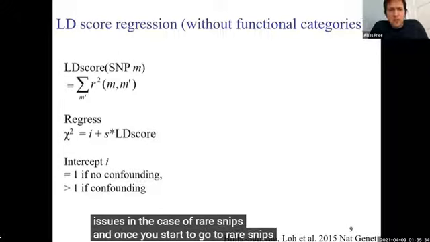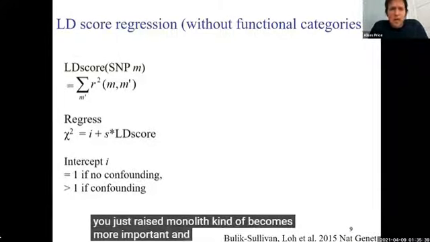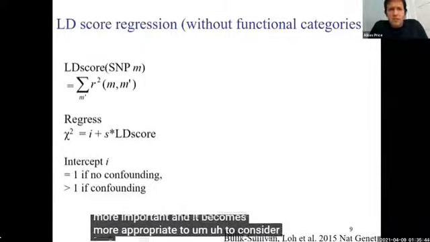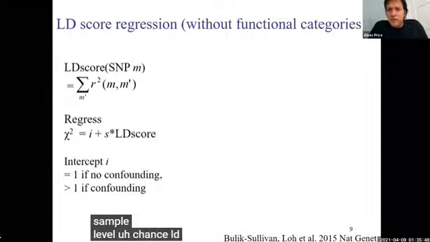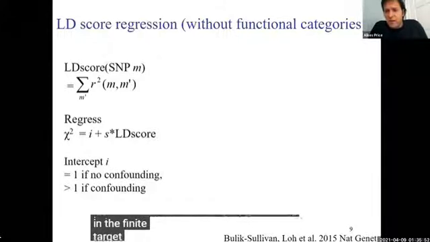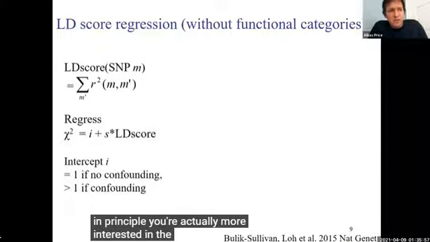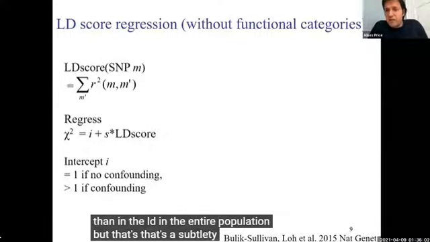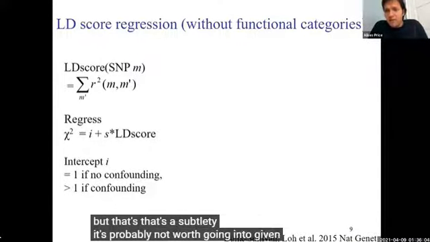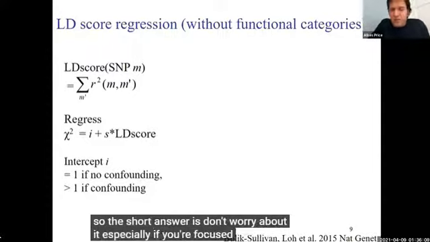And once you start to go to rare SNPs, then the issue that you just raised, Manolis, becomes more important, and it becomes more appropriate to consider chance, not population-level, but sample-level LD between chromosomes in the finite target sample. And there are theoretical reasons why, in principle, you're actually more interested in the sample LD in the target sample than in the LD in the entire population. But that's a subtlety that it's probably not worth going into given the finite amount of time we have, and it doesn't actually make a big difference. So the short answer is don't worry about it, especially if you're focused on common SNPs.